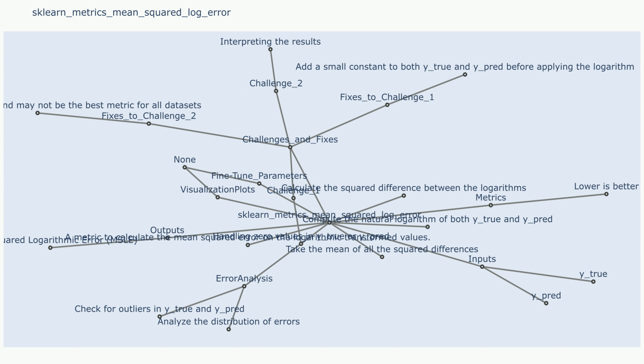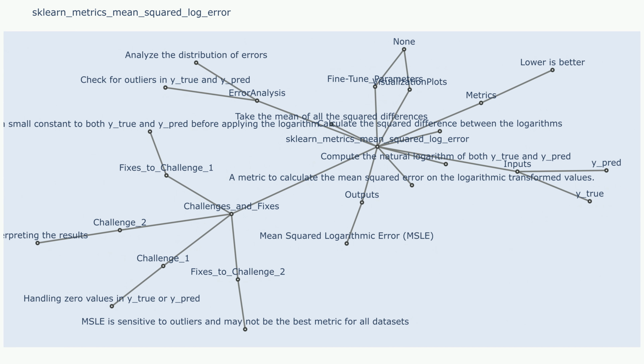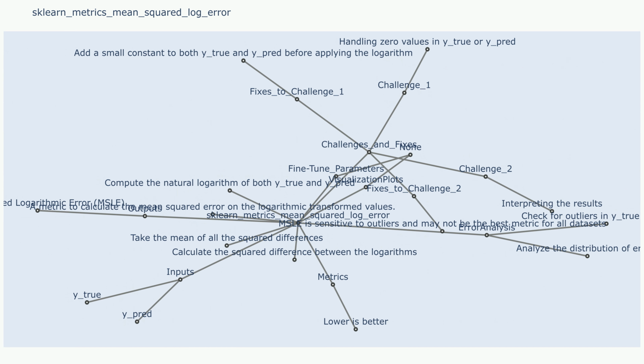Challenges and fixes. Challenge 1: explain in detail the MSLE can be sensitive to outliers. Sample use case that resulted in challenge 1: if there are a few data points with very large actual values, the MSLE can be heavily influenced by these outliers. Fixes to challenge 1: outliers can be removed or replaced with more reasonable values.